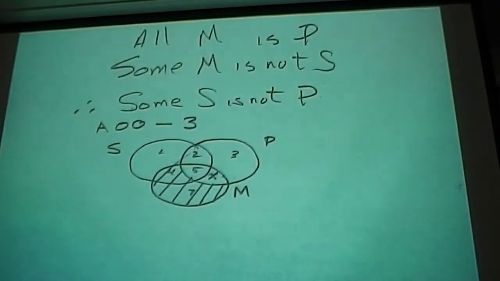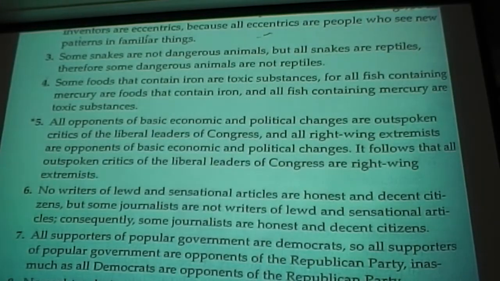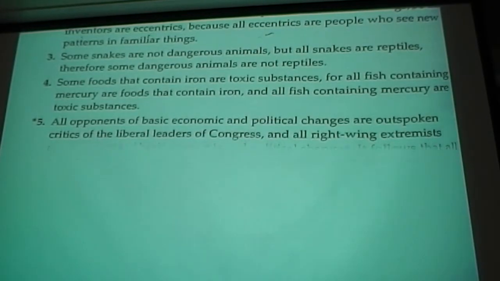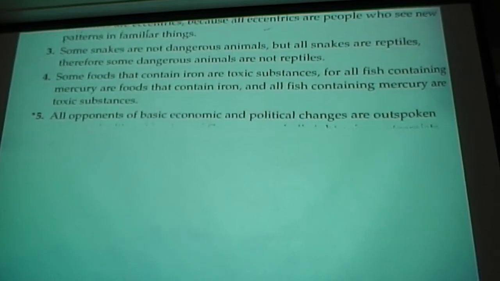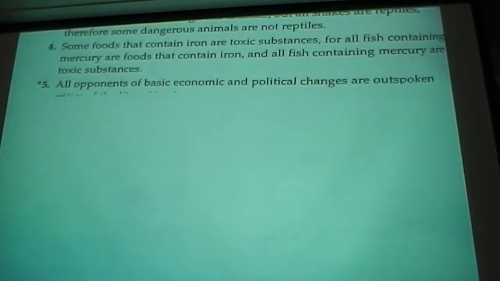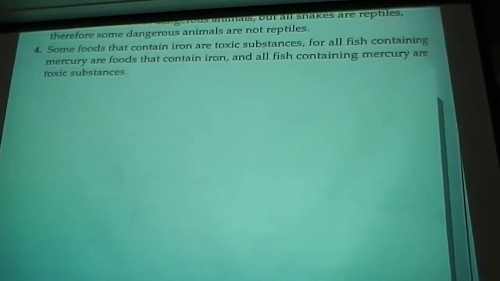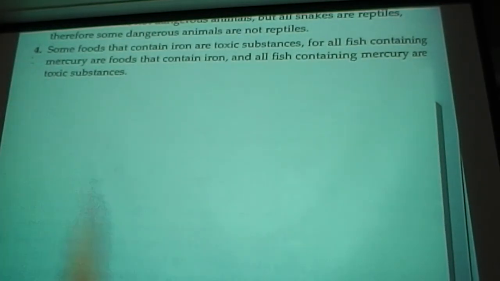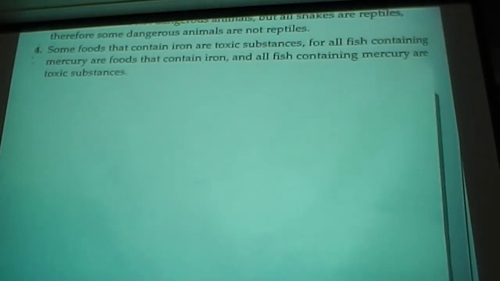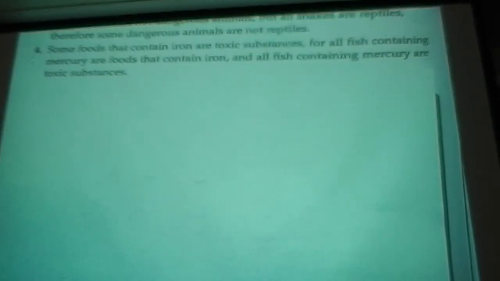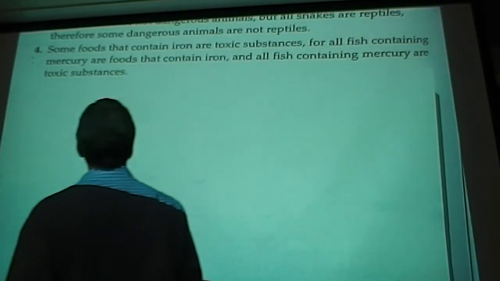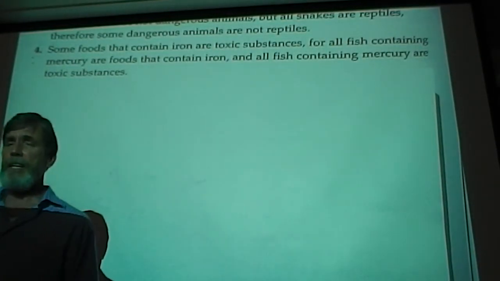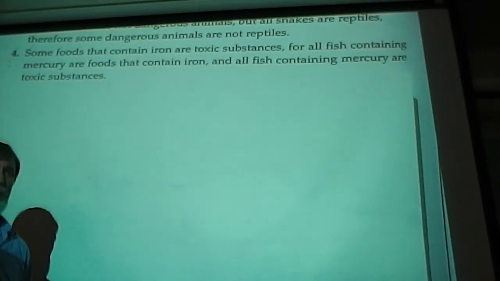Next one. Okay. We have no conclusion indicator here. We do have a premise indicator.